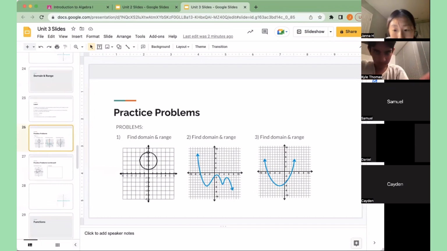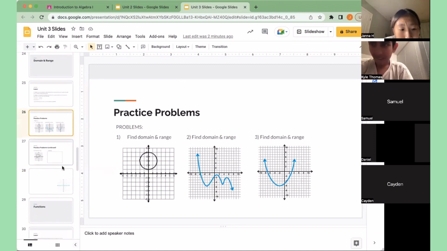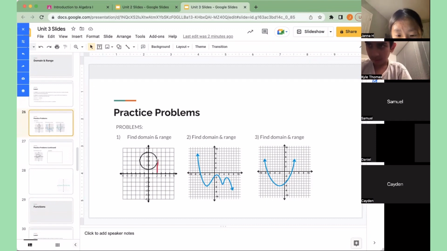So for example, the first one, for the domain, you want to go left to right. So see where the values stop. So the value seems to stop at 2 comma 3 here, and over here negative 2 comma 3. So that would be the domain. And then the range, you want to scan your pencil or cursor in this case up and down, and it ends at 0 comma 1 and 0 comma 5.